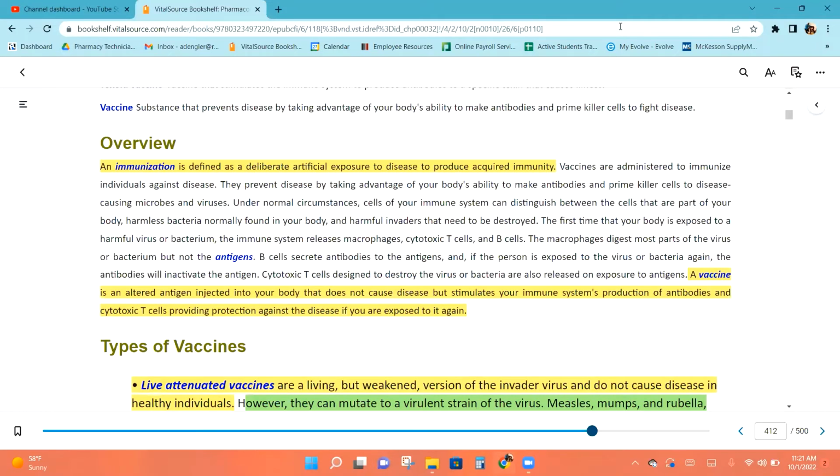An immunization is defined as a deliberate artificial exposure to disease to produce acquired immunity. A vaccine is an altered antigen injected into your body that does not cause disease, but stimulates your immune system's production of antibodies and cytotoxic T cells, providing protection against the disease if you're exposed to it again.